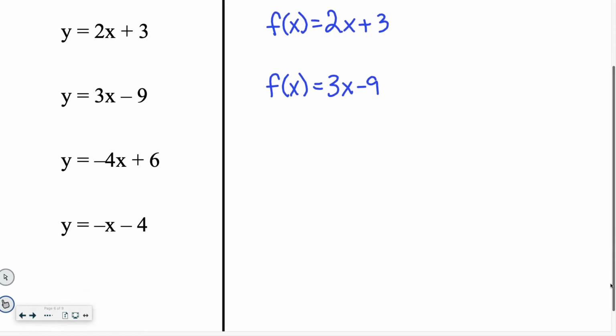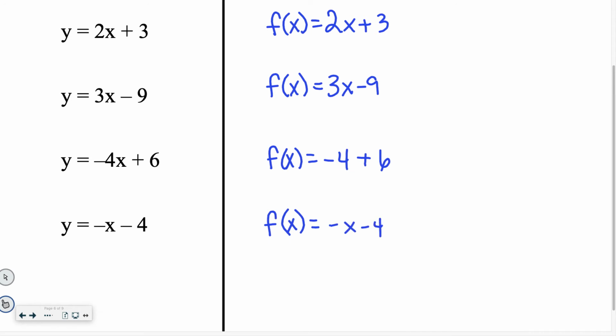The next one, y equals negative 4x plus 6. Instead of writing y, I'm going to write f of x equals negative 4x plus 6. Y equals negative x minus 4. Again, instead of writing y for function notation, I replace it with f of x equals negative x minus 4.